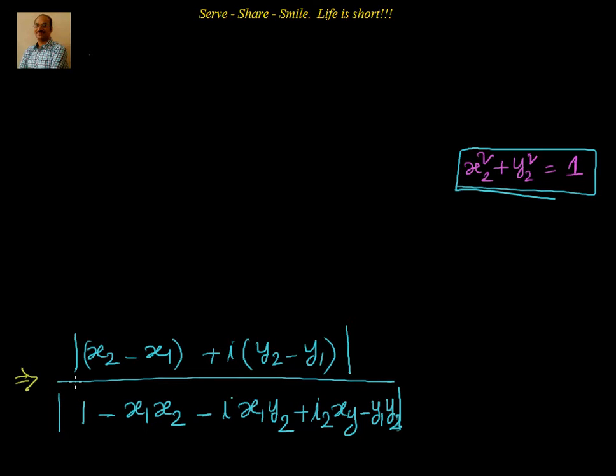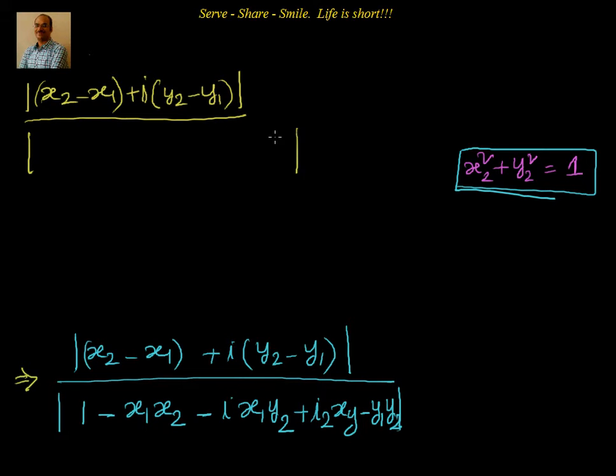So the next step will be, we'll take the numerator and we'll write it down one more time. We will say x2 minus x1 plus, that is my a, and i into y2 minus y1, that's my b. This is a plus ib. I need a modulus of that. Let's separate and find out a and b values here also. I have 1 minus x1 x2 minus y1 y2, that is my a part, plus i into, what is the b part? Let us see.